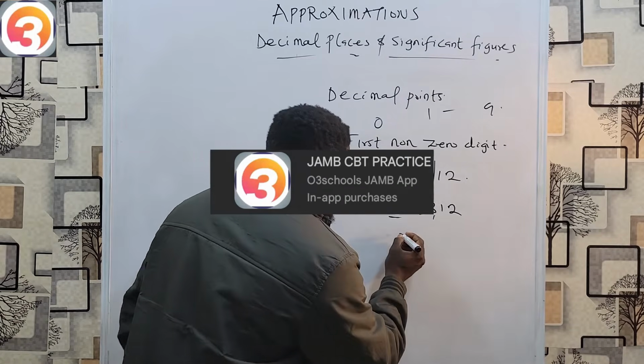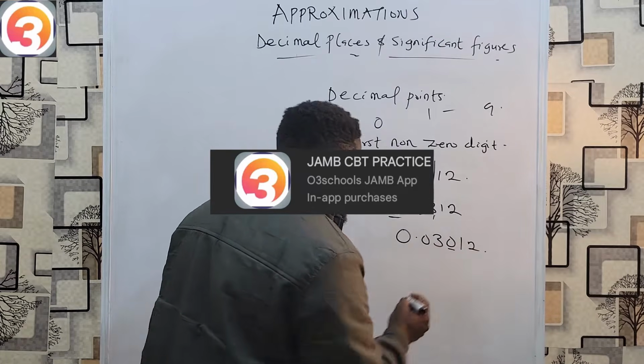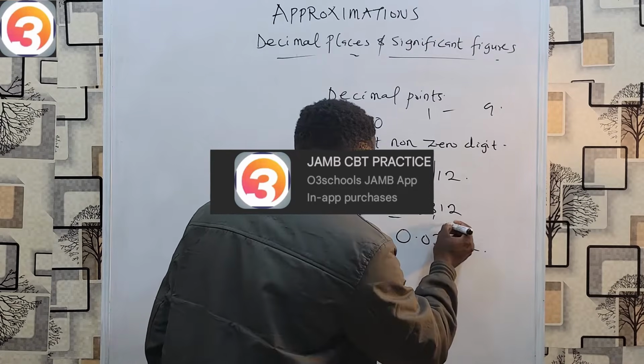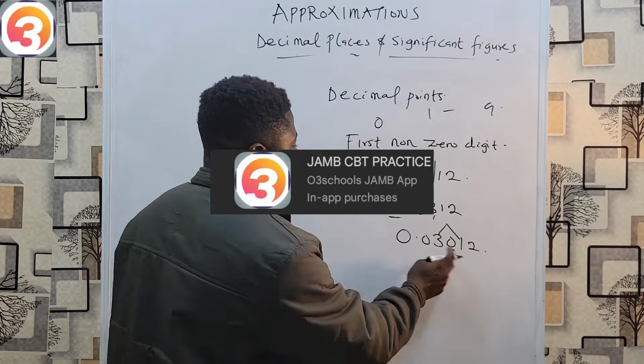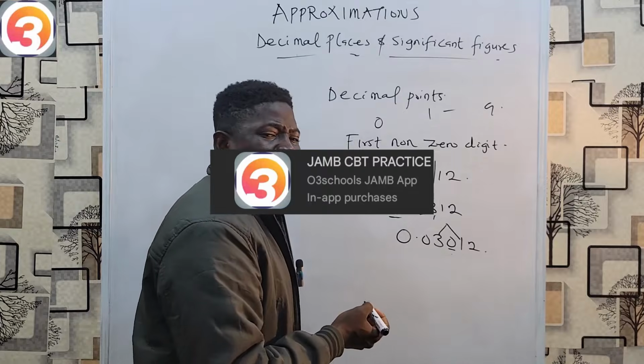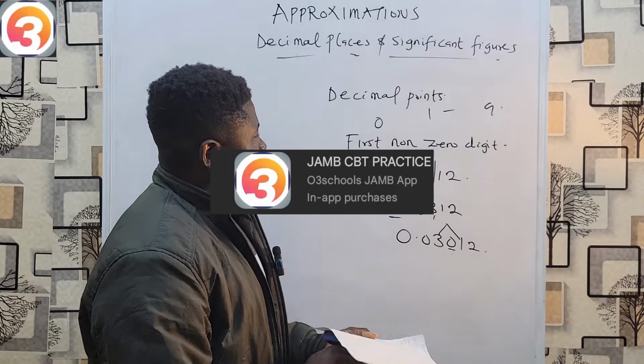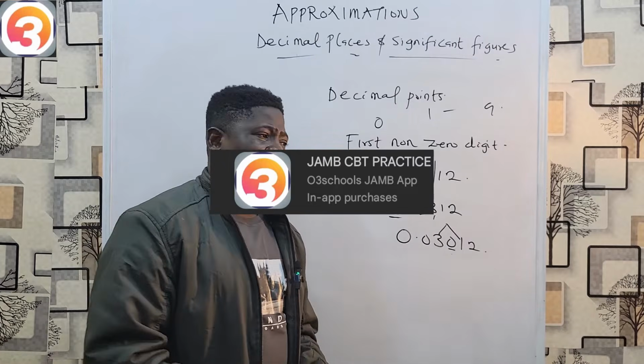All right, but if you have a number, 0.03012, this zero here is significant. Why? Because it is appearing between what? Two numbers, between 3 and 1. So that zero is significant, but this zero is not significant at all because there is no other number between them. All right, so we're going to take an example so that you understand better.